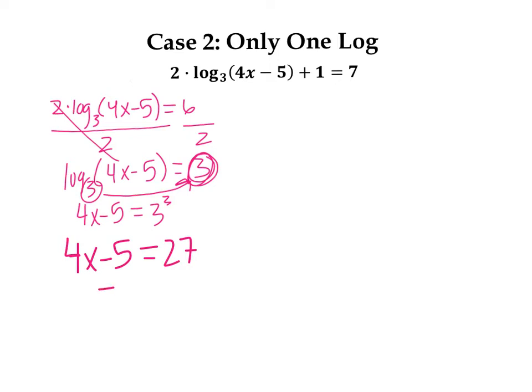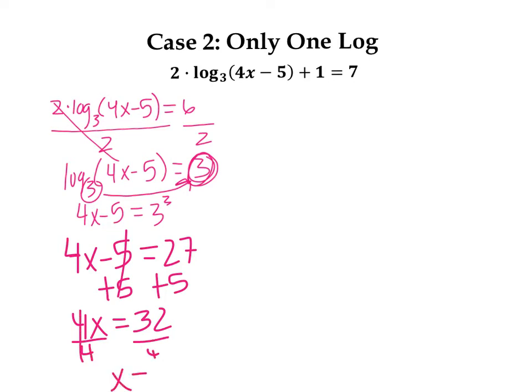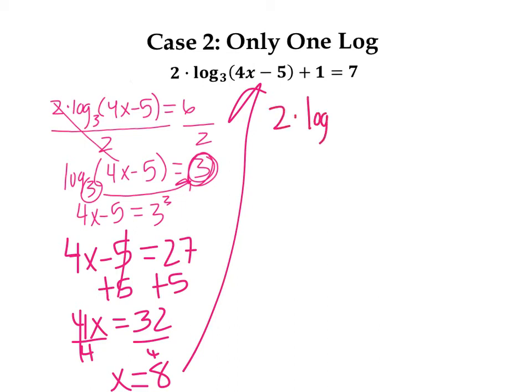We're going to solve for x. We're going to move the 5 over. 4x equals 32. Divide by 4 on both sides, and you get x equals 8. As always, let's plug it back in here and see if it is correct. So we have 2 times log base 3 of 4 times 8 minus 5, plus 1 equals 7.